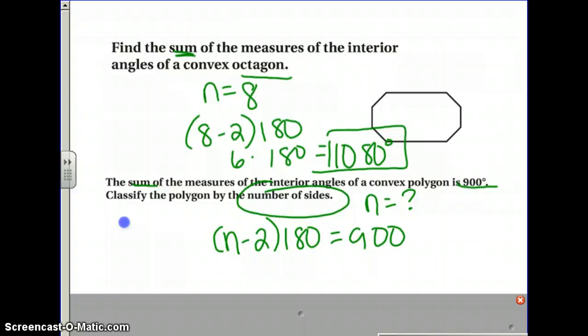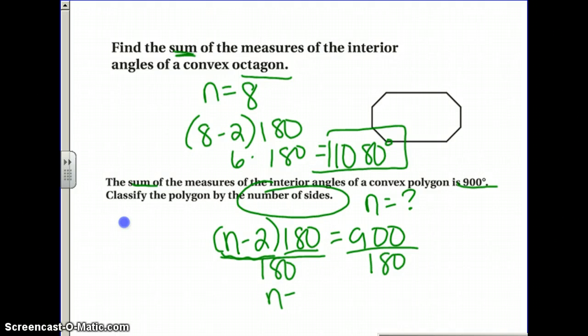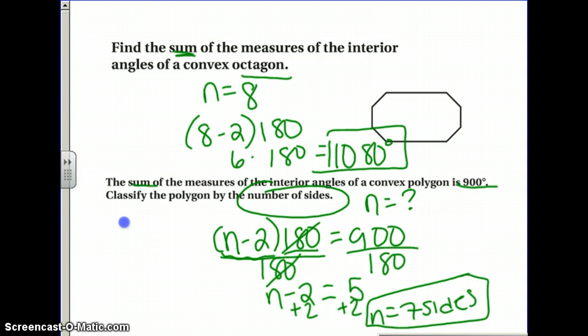The way I would do this, recognize that n minus 2 is being multiplied by 180. So to undo multiplication, we can do division. If we divide by 180, we get n minus 2 equals 5, because these canceled out. Add 2 over, so n equals 7. There are 7 sides in this figure. Now, you can always check yourself. Take 7 minus 2, which is 5, times 180, and it does indeed equal 900.